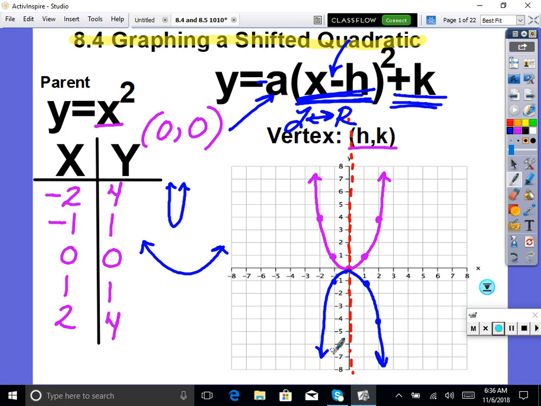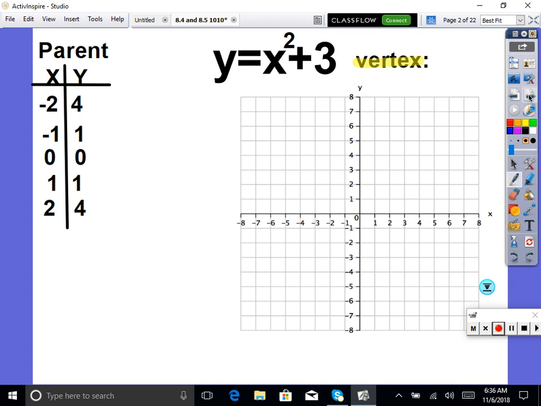Okay, awesome. So what we're going to do is take our parent function points every time. Here they are. The parent function is for x squared, and here are those points that we have for the parent function.